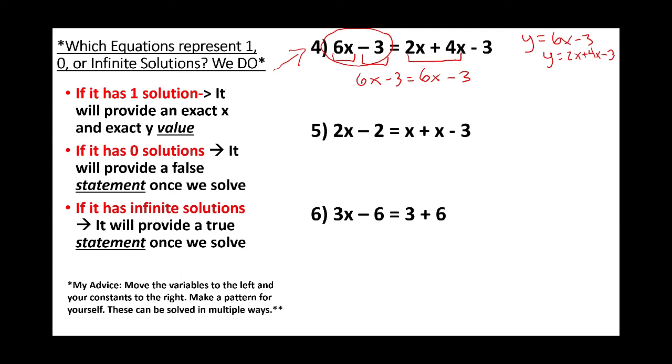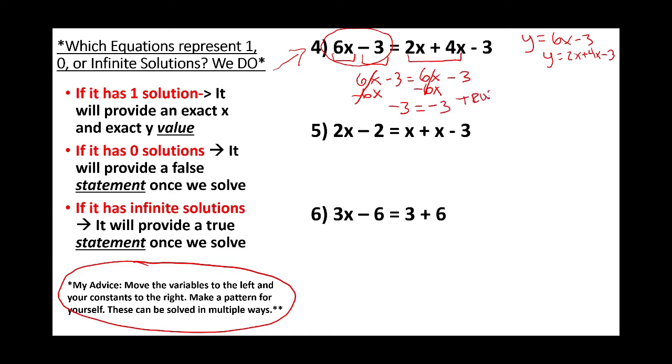As you may see right now, these look like the same exact equation. So I already know that there are going to be an infinite amount of solutions. But I need to solve it algebraically. So I'm going to move my x's to my left because that's my advice. Remember, you can solve this however you want. But when I do that, I get -3 equals -3. That is a true statement. So that means infinite solutions.